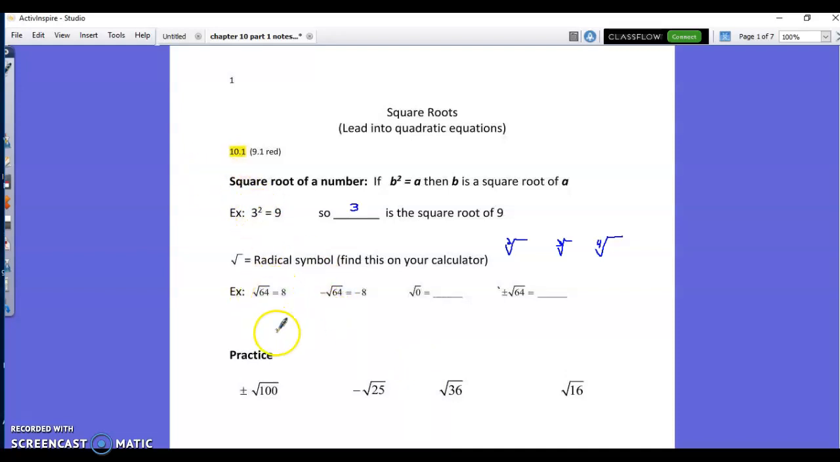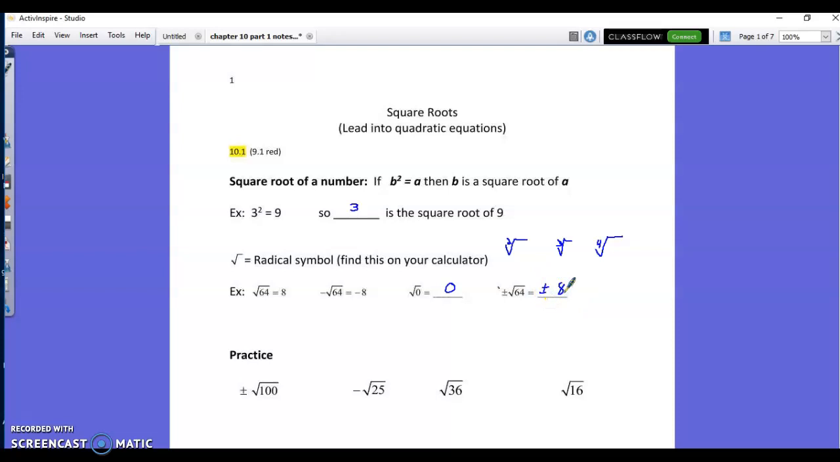All right, so all of these are asking, what number times itself equals 64? In this case, it's 8. Sometimes they put the negative outside, so it will be a negative 8. The square root of 0 is 0, and if you see a plus or minus here, the plus or minus square root of 64 is still 8.